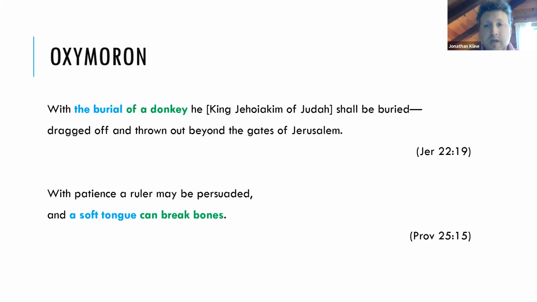You can see from the second half of the verse here that this is an oxymoron, because it says that King Jehoiakim is going to be dragged off and thrown out beyond the gates of Jerusalem, which indicates that donkeys at this time in this culture were not buried. They were just thrown out on the field. And so to say he's going to be buried with the burial of a donkey means he's not going to be buried.